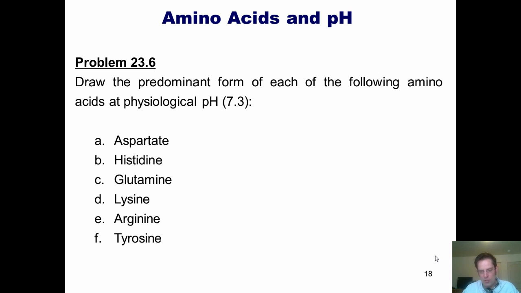And this brings us finally to our first lecture problem. I want you to draw the predominant form of each of the following amino acids at pH 7.3. As you're probably anticipating, I'm going to give you the answers to a few of these examples over the next couple of slides. If you want to try them before looking at my instruction, go right ahead. If not, we can barrel right through this.